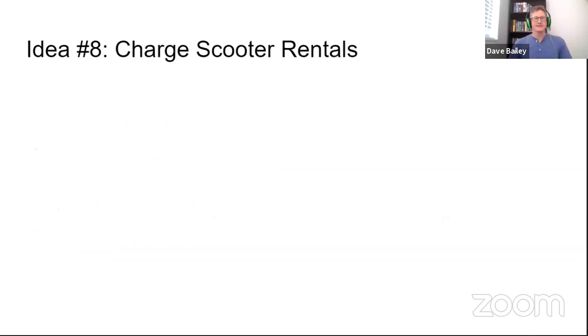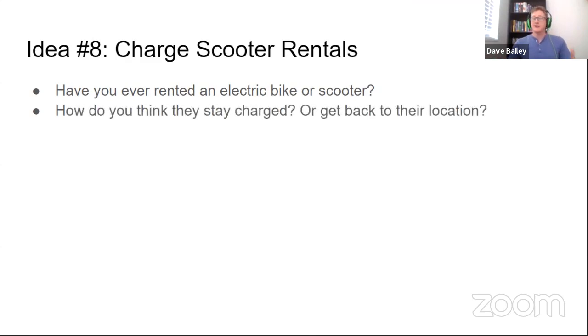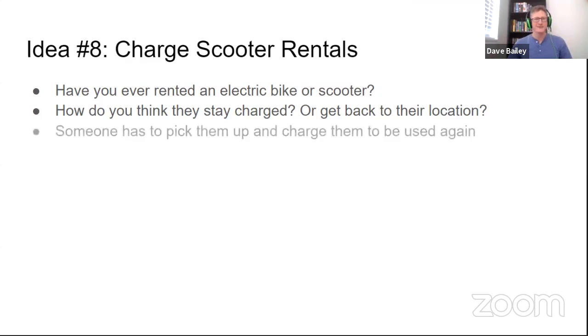All right. Continuing on, idea number 8 for making money is to charge scooter rentals. So have you ever rented one of those electric bikes or scooters where you're in the downtown area? How do you think those scooters stay charged or get back to their location? Because if you rent it and you go off somewhere, it has to come back for someone else to use later. So someone has to pick those scooters up, charge them to be used again.